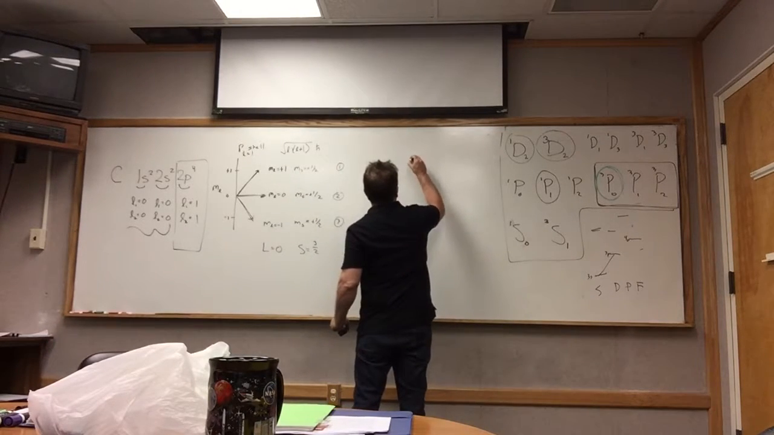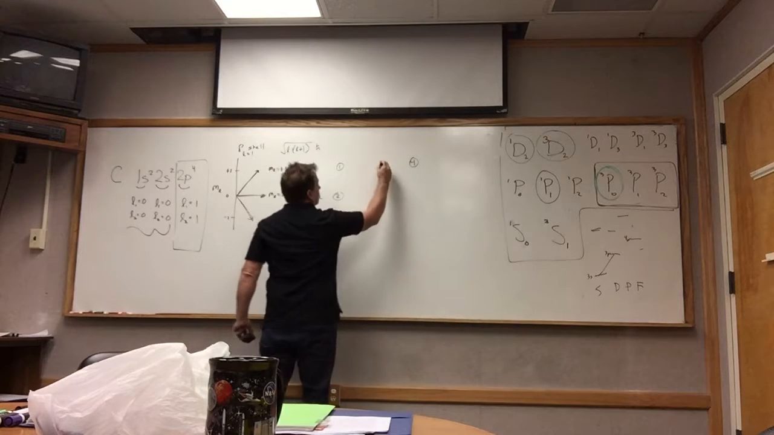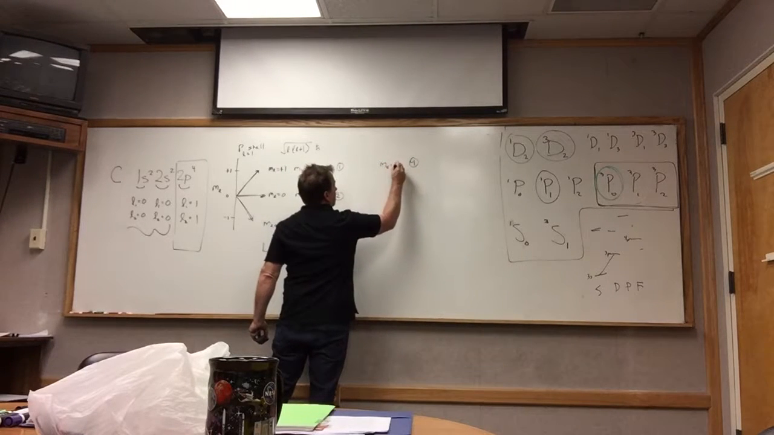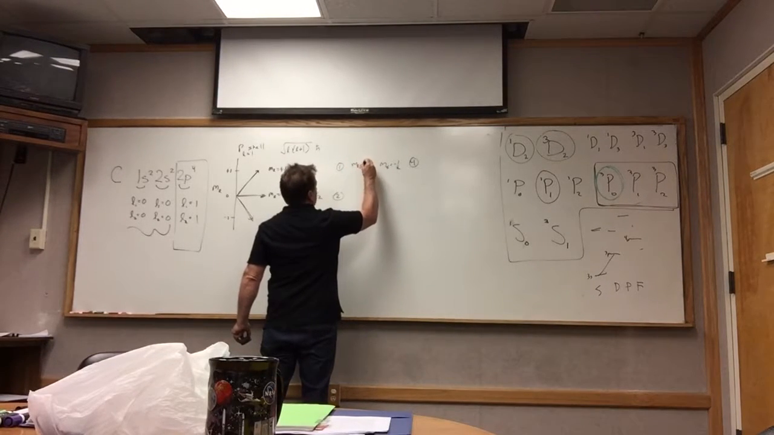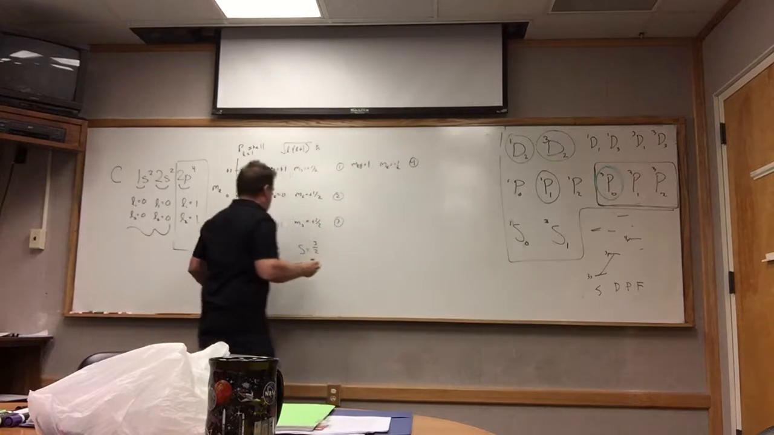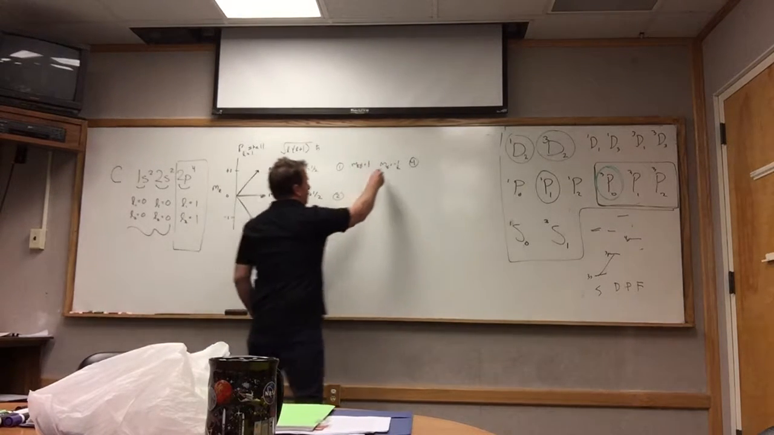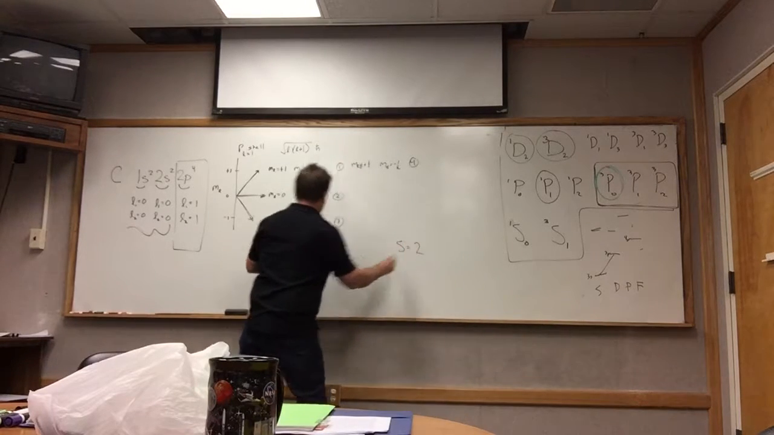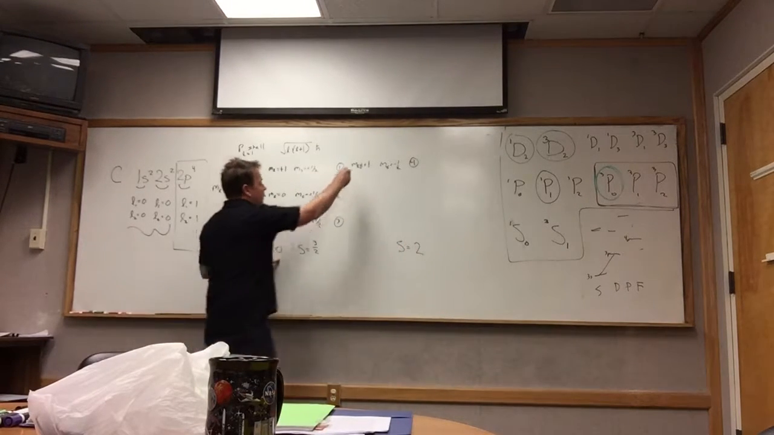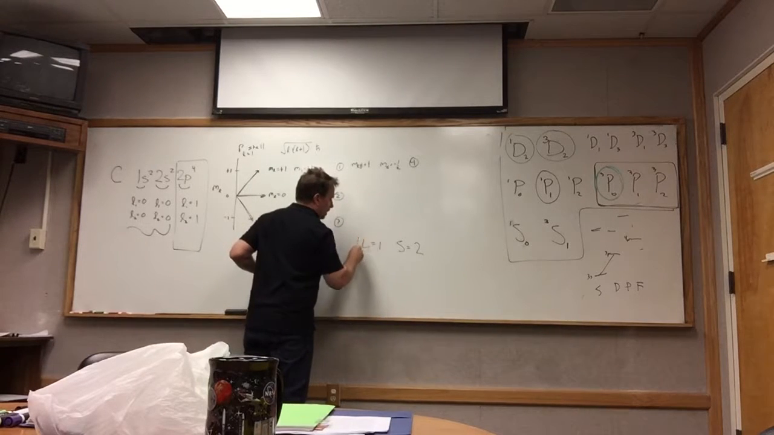So the 4th electron we want to put here is MS minus 1/2, ML plus 1. Now, when we add this minus a half, we end up with S equals 2. We took a half off. And we end up with L equals 1.